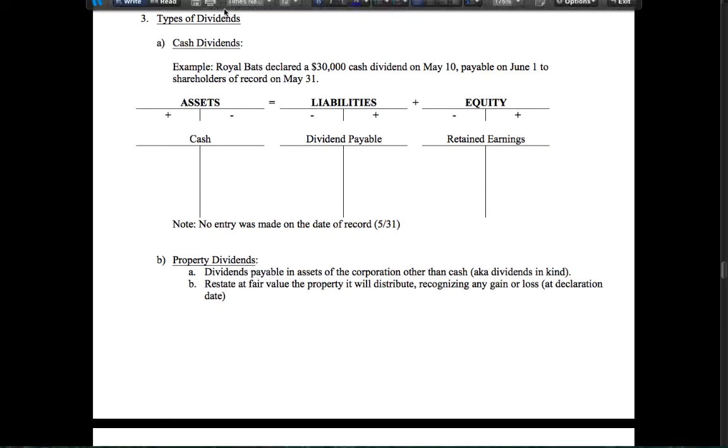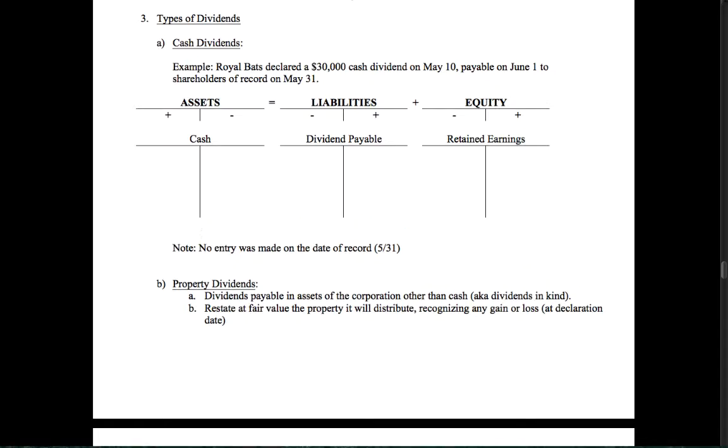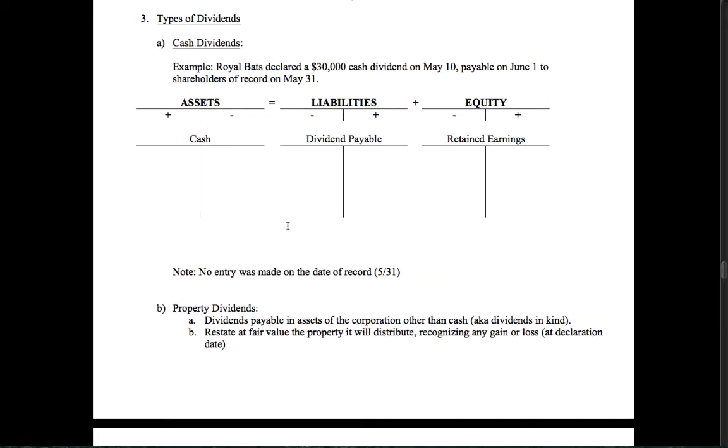First is the cash dividends. This is probably the simplest of all of the dividends that we're going to cover. So Royal Bats declared a $30,000 cash dividend on May 10th, payable on June 1st to shareholders of record on May 31st. So first, let's outline what we know. We know that they declared the dividend on May 10th. So May 10th becomes the date of declaration.